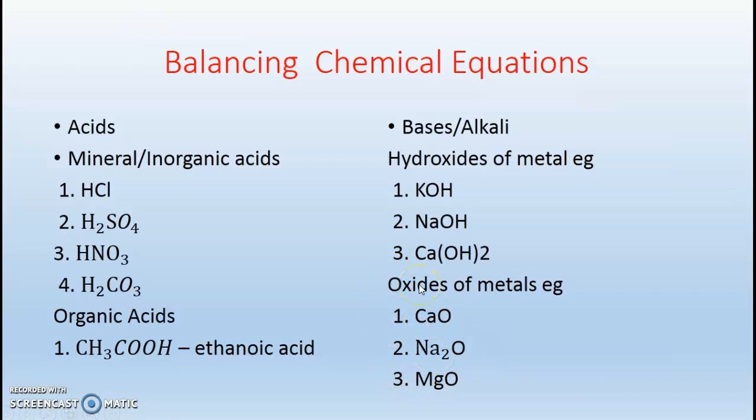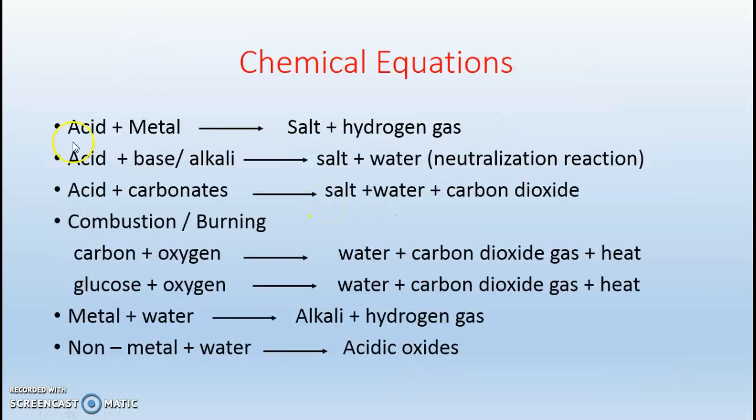So when we're able to identify that this component is a base and this component is an acid, then you know that when I have acid and a metal, I should get salt and hydrogen gas. Acid and a base, I should get salt and water. Acid and a carbonate, I should get salt, water, and carbon dioxide.